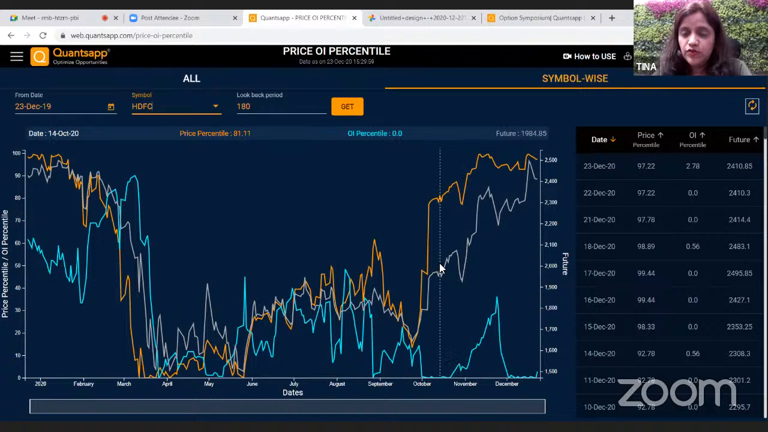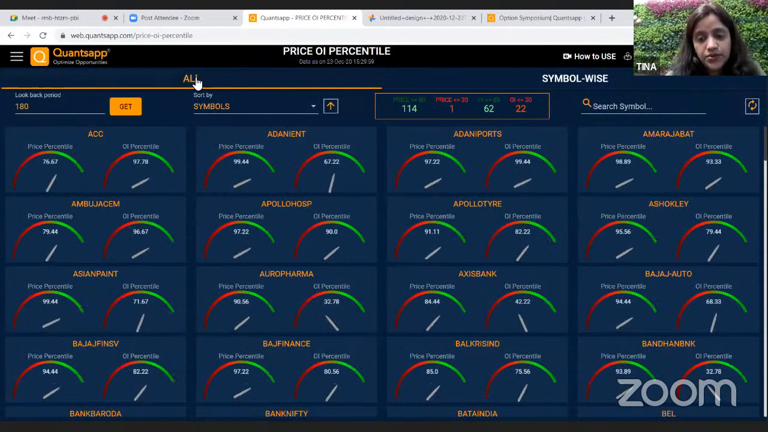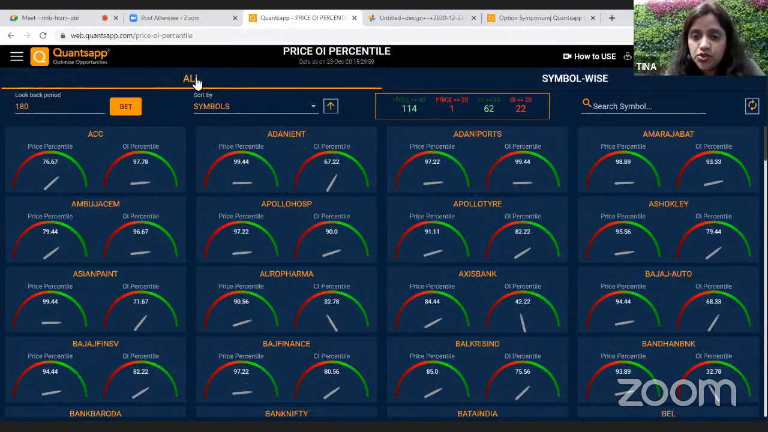So the move on the upper side is not supported by the OI. That's the reason why we see that the prices are not able to sustain, because the fresh build-up is not happening. Once we start seeing fresh participation taking place, that's a positive sign, right? So you have the price OI percentile, which lets you do the filtering and pick up the stocks where the trend is significantly short or significantly long.